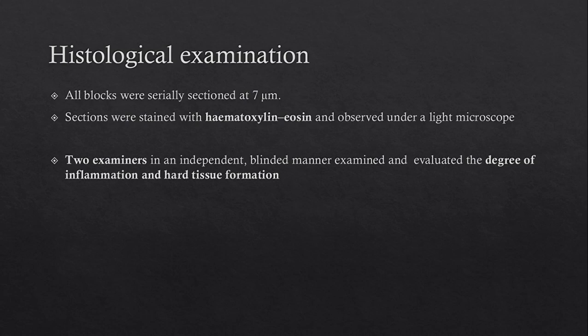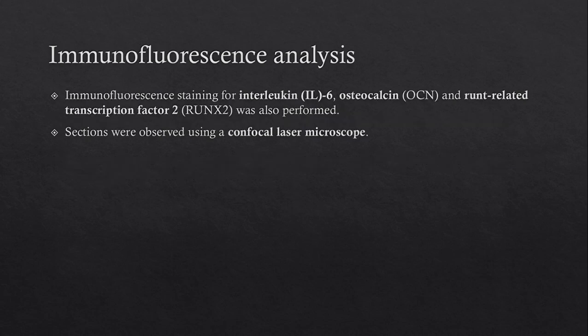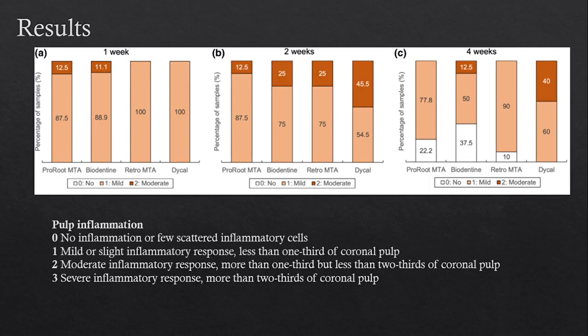For histological examination, all blocks were serially sectioned at 7 micrometers and stained with H&E stains. 2 examiners, in an independent blinded manner, examined and evaluated the degree of inflammation and hard tissue formation. Immunofluorescence staining for interleukin-6, osteocalcin, and RUNX2 was also performed. Sections were observed using a confocal laser microscope.